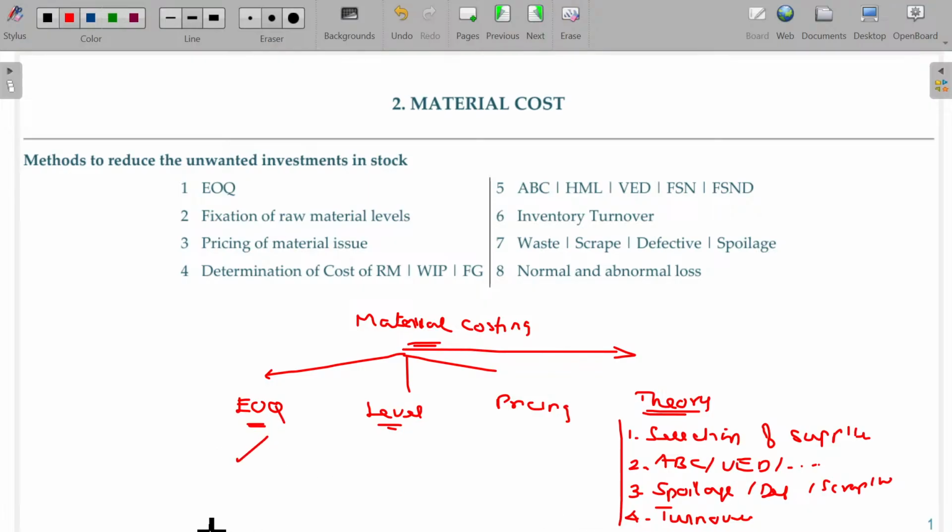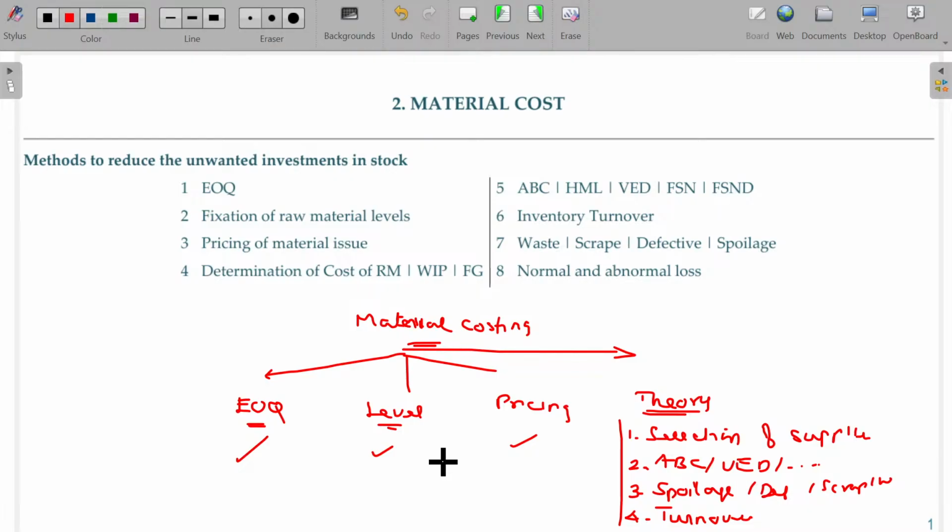We have studied the EOQ already. We have completed the levels, minimum level, maximum level, and all. In pricing, we have FIFO method, LIFO method, and we have continuous stock taking method as well as periodical stock taking. So earlier we have seen that pricing, that is called continuous stock taking method. Instead of that, if we go for calculating the FIFO or LIFO once in every period, once in every 3 months or once in every month, then it's called periodical pricing method.